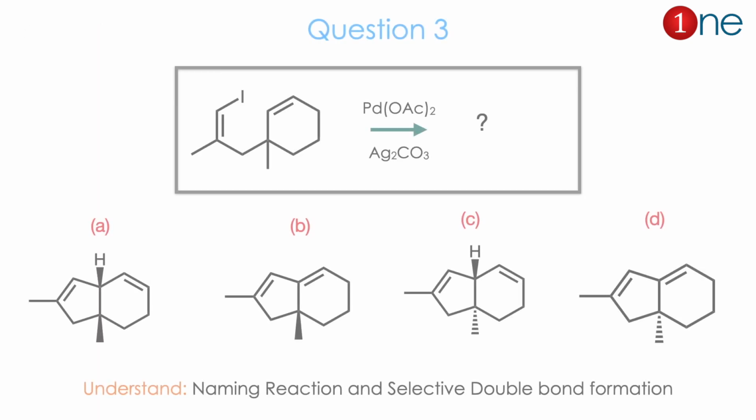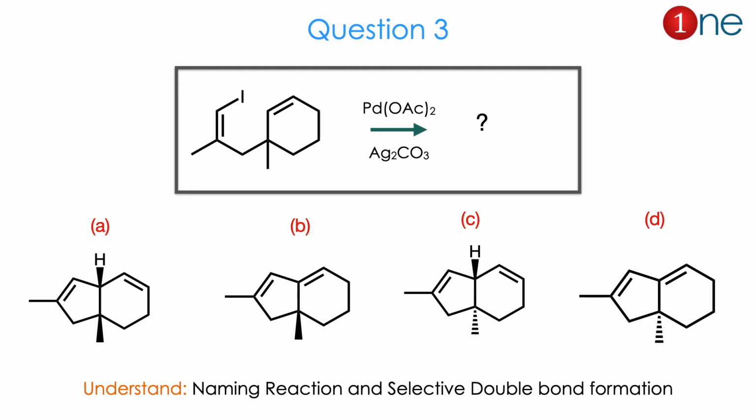Then question number 3. The starting material is a cyclohexyl system with an alkene, and the side chain contains an alkene and iodide. We are using the reagent palladium and silver carbonate. The products are given. The products are mostly double-bonded compounds. The position of the double bond is the real question. Whether it is on the fused ring or it is away, or the position of hydrogen or methyl group is also the question. So from the palladium reagent you might guess it's a named reaction, and definitely selective double bond addition has occurred there.